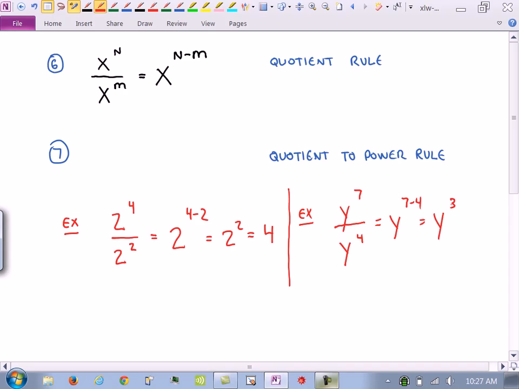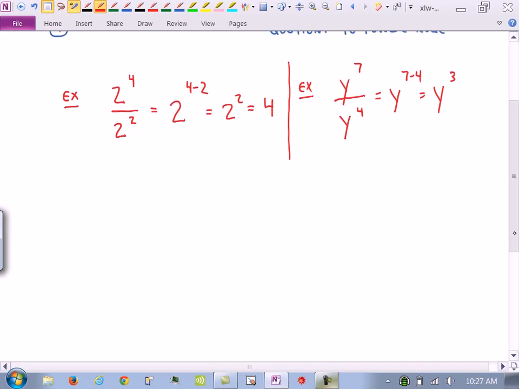If you don't have the same base, then you have to leave them alone. Just like if we had x and y's next to each other, we can't really put them together, we just leave them. This all right? I'm going to do another problem.